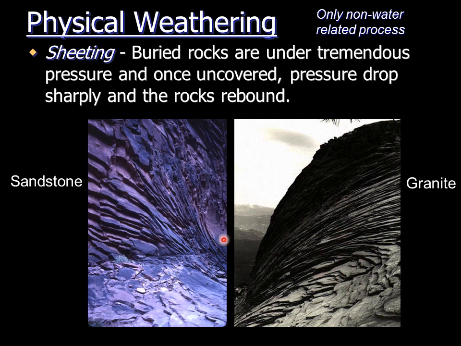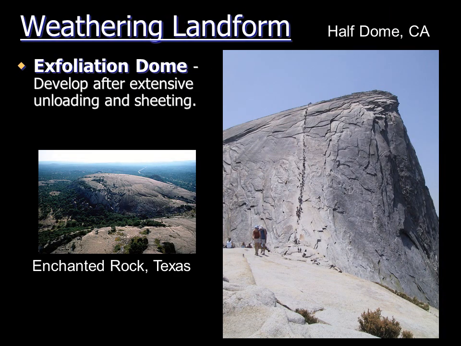This is in Yosemite National Park in California. This is at the bottom of the Grand Canyon. You take weight off rock and it will break upward into a series of sheets. You can form big landforms called exfoliation domes through this process. This is a big dome, Enchanted Rock in Texas.